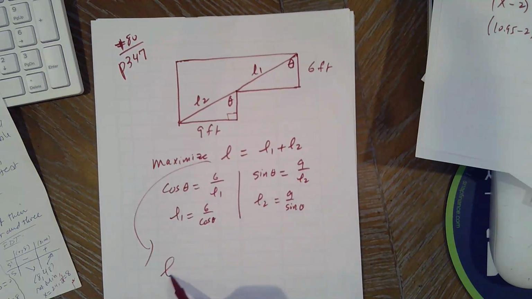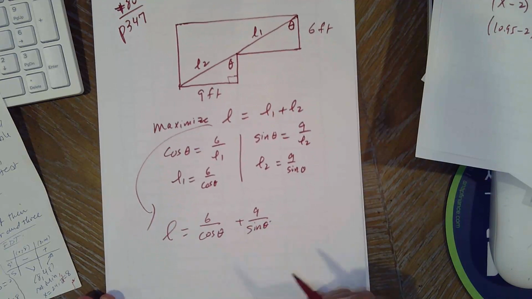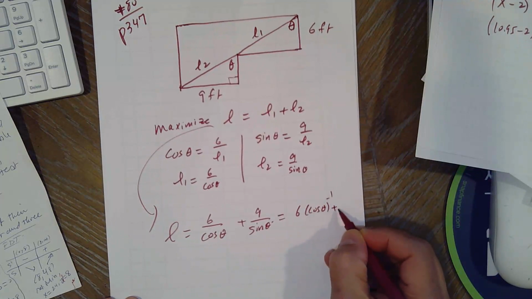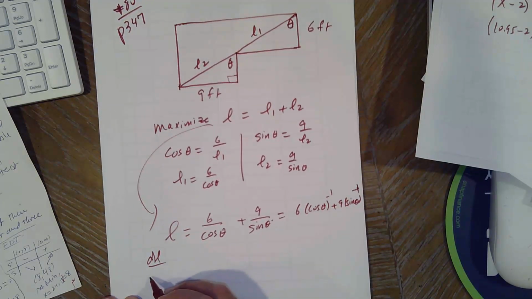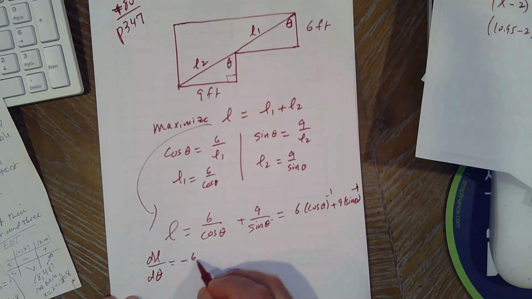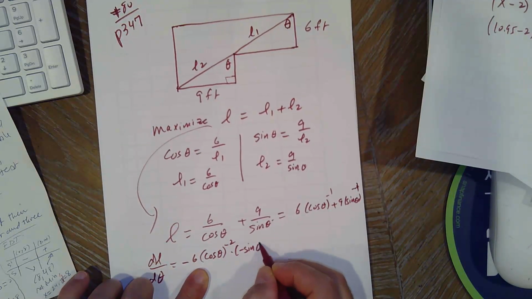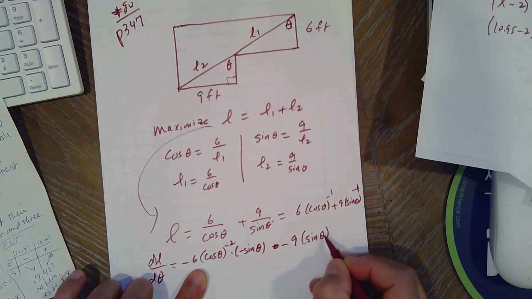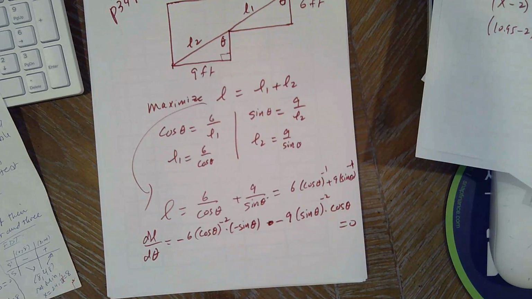So now we have L equals L1, which is that, plus L2, which is that. So now to find the derivative, we can write this as 6 cosine theta to the negative 1, to make it easier to differentiate, and 9 sine theta to the negative 1. So dL by d theta, or L prime of theta, equals negative 6 cosine theta to the negative 2 times the derivative of cosine, which is negative sine, plus negative 9 sine theta to the negative 2 times the derivative of sine, which is cosine. And we want this to equal 0 to find the critical values.